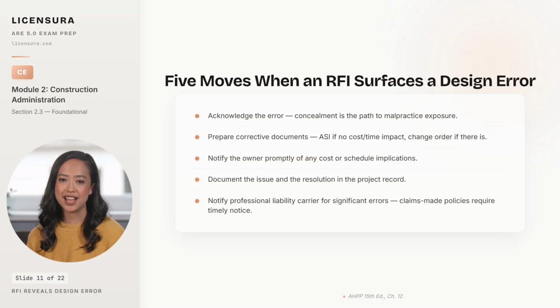Notify the owner promptly of any cost or schedule implications, because the owner is the one whose contract is being modified, and the owner's consent is required for the modification to be enforceable. Document the issue and the resolution in the project record, because 2 years from now, a deposition will ask exactly when the error was discovered and what was done about it. And notify the firm's professional liability carrier for significant errors. Most policies are claims made and require timely notice, and a late notice can void coverage exactly when the firm needs it. Pulling ASI and RFI together leaves one rule that prevents most of the lawsuits in this domain.